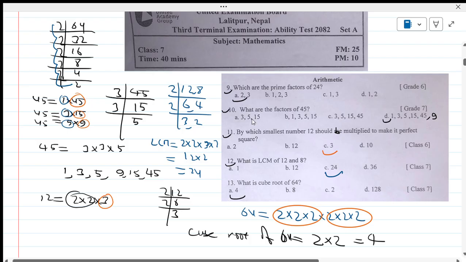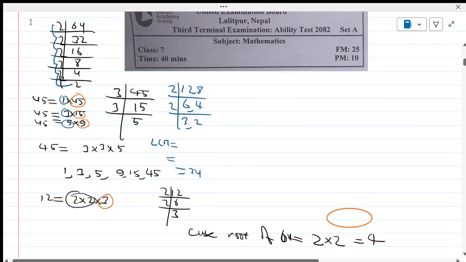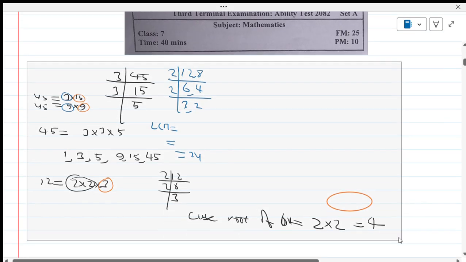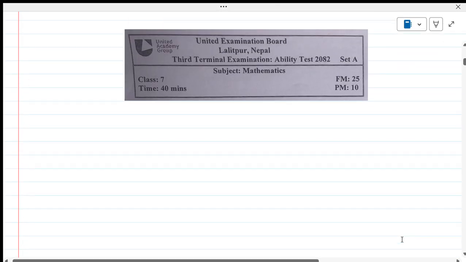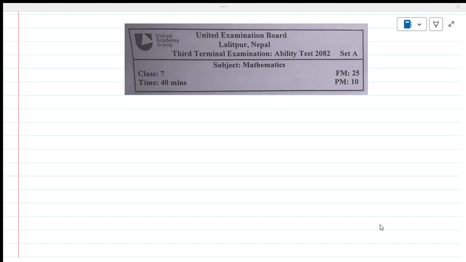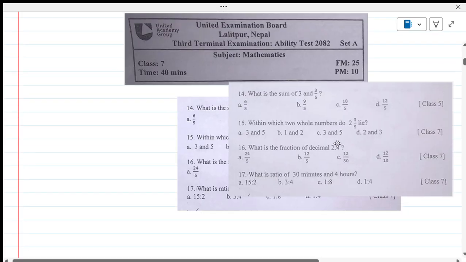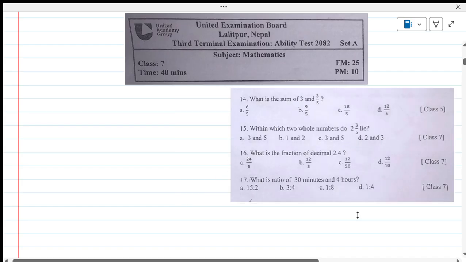Now let's go on to Word again. Okay, so in arithmetic the remaining numbers are 14 to 17. I copy here first. Okay, let's see what we have. Sorry. Okay, so first I go with number 14.